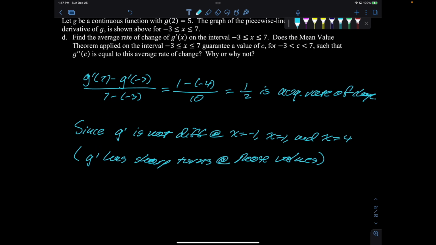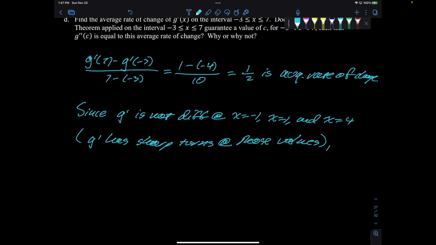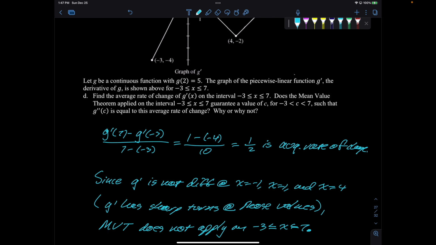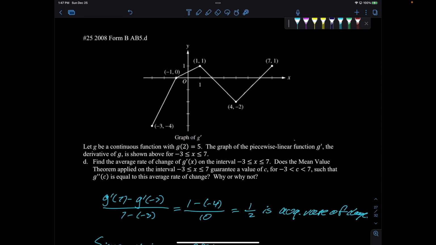Okay, since that is true, MVT does not apply on -3 to 7. Okay, so they're trying to trick you. Yeah, I don't think I ever in my life noticed that they were trying to trick you, because I just look at it and I'm like, not differentiable, so mean value theorem does not apply.